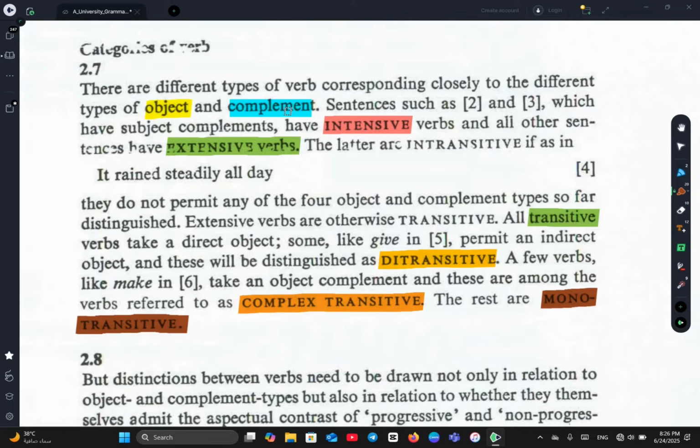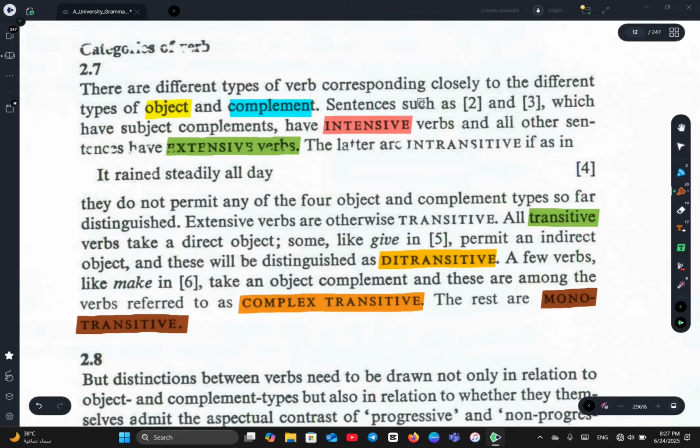The objectives. Students will be able to define and distinguish intensive, extensive, intransitive, transitive, ditransitive, and complex transitive verbs. Also, you're going to identify which verbs require objects or complements. Let's get started.